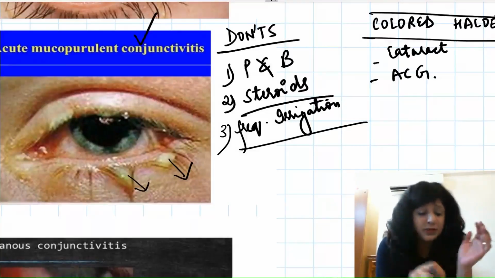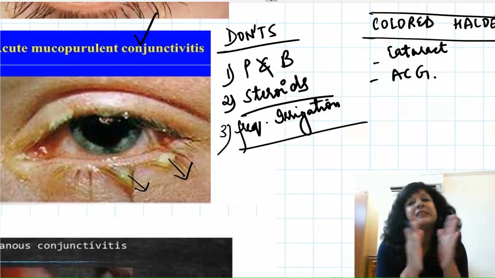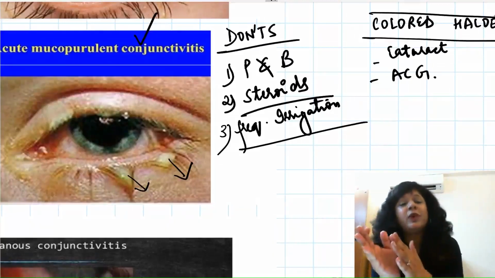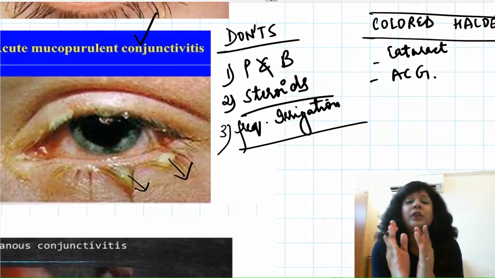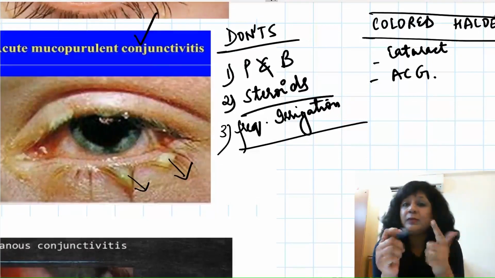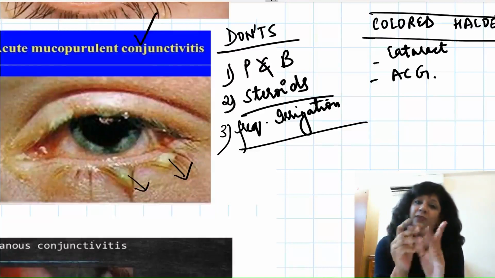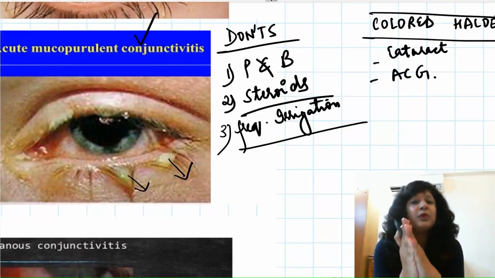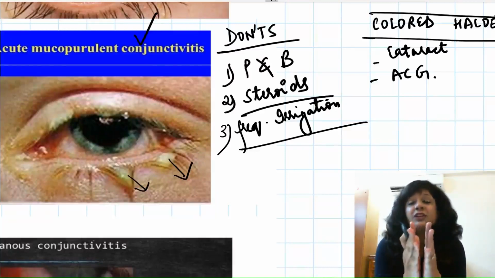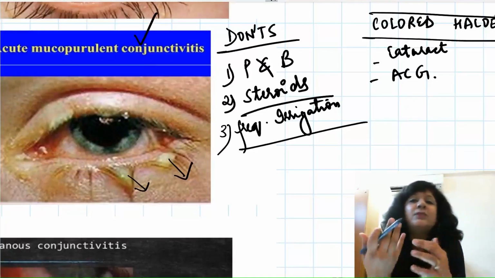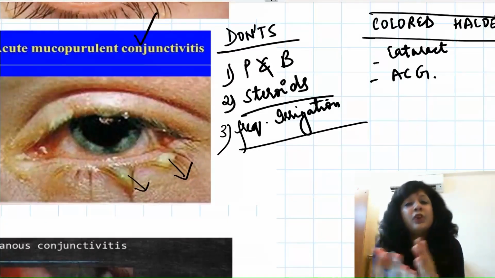So this was your mucopurulent conjunctivitis. Next is your purulent. Now what is the difference? Mucopurulent and purulent. Mucopurulent means we have mucoid plus we have pus, but the other one is purely purulent. Just purulent means only pus discharge. So obviously this is more dangerous, caused by a more virulent bacteria.